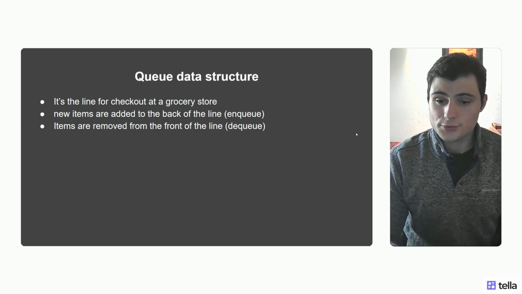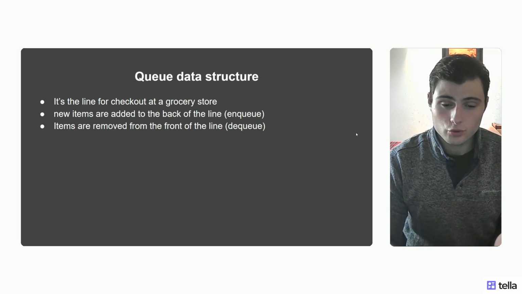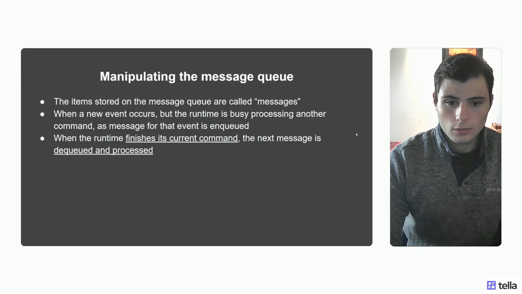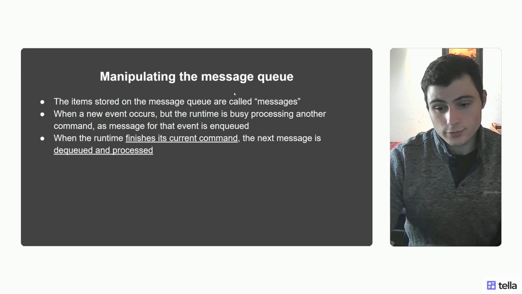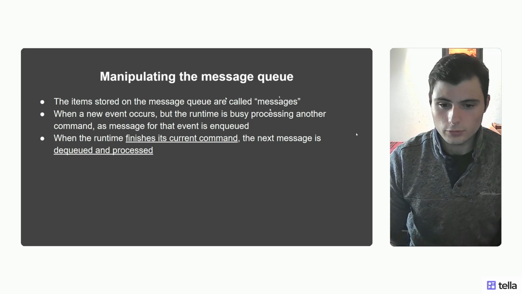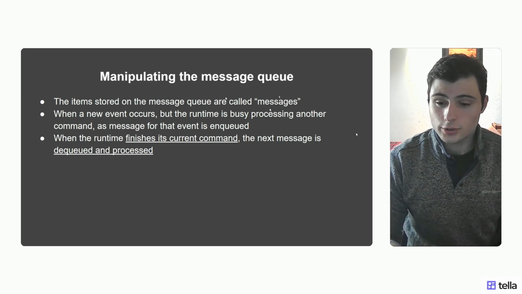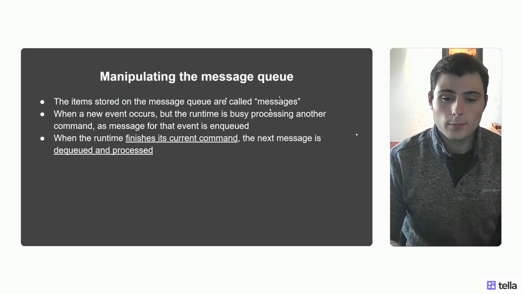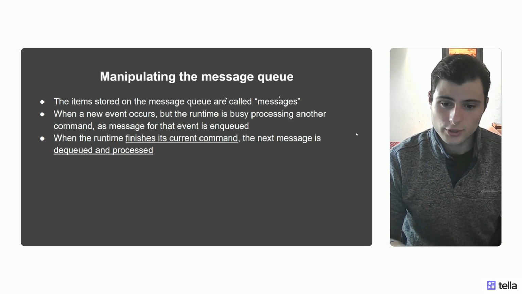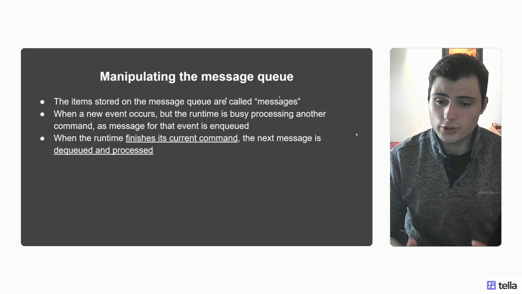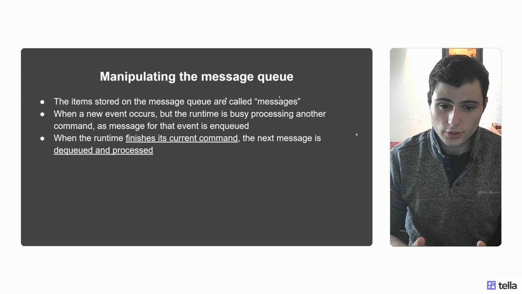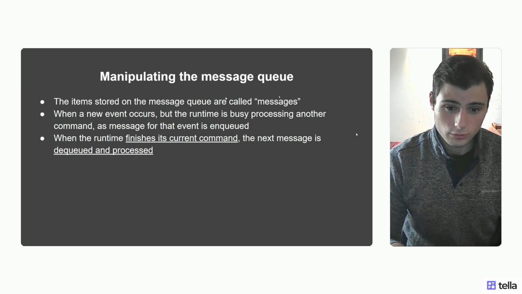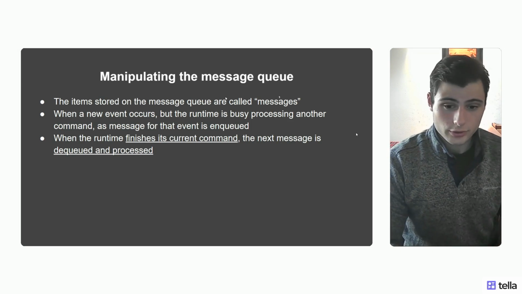And with these queue fundamentals in mind, how does that apply to our message queue? Well, for one, we call the items that we store on the message queue messages, of course. And when a new event occurs and the runtime is busy processing another command, we add a message to the queue. And on the flip side of that, when the runtime is finished its current command, that means it's available to start processing something else. So that means the next message is dequeued from the queue, and then we place it in the call stack.